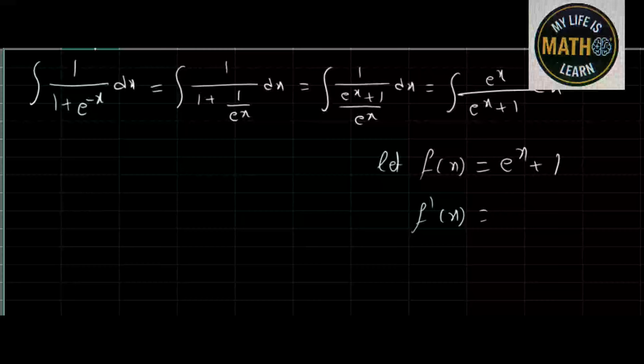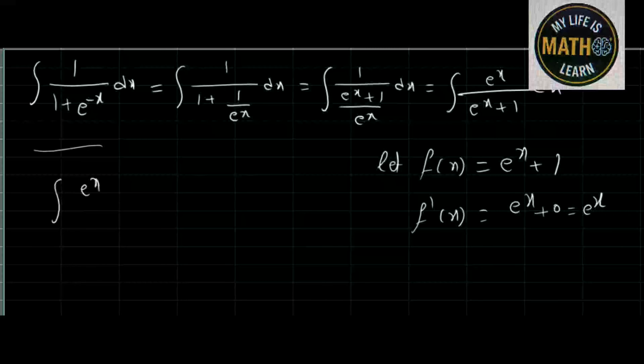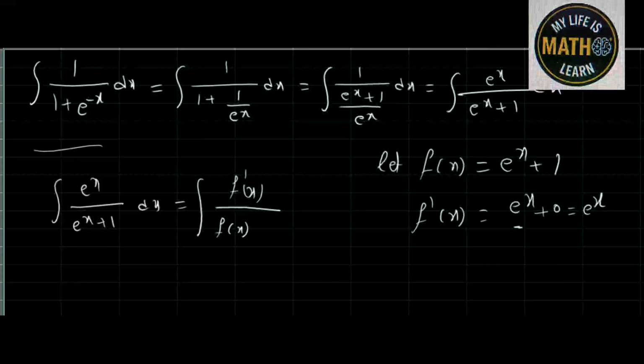So f of x is equal to e power x plus 1. f dash of x is equal to e power x. So next, the integral of e power x by e power x plus 1 dx is equal to the integral of f dash of x by f of x, because e power x plus 1 is f of x and f dash of x is e power x dx. Next, the answer, the formula: log mod f of x, that is equal to log of e power x plus 1 plus c.